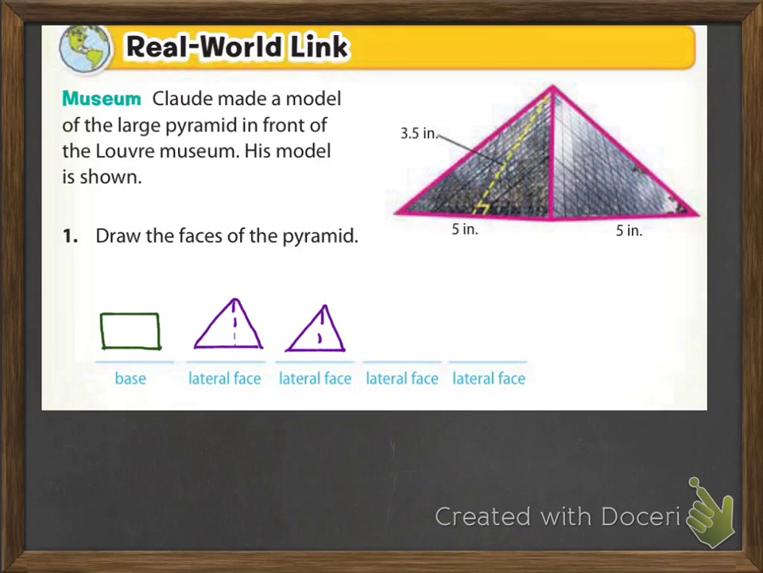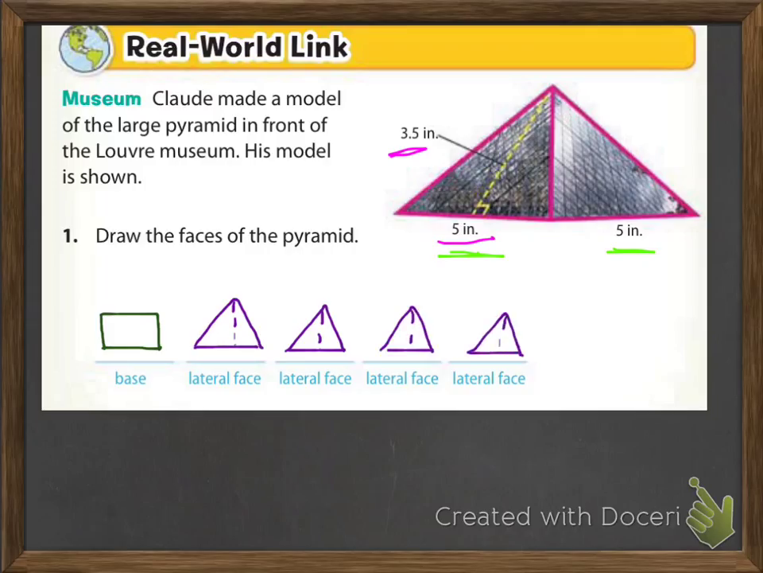So now you're looking at the real world link. It says Claude made a model of the large pyramid in front of the Louvre Museum. His model is shown. Draw the faces of the pyramid. So the base is going to be what looks like a square. And I know this because it's 5 inches by 5 inches. So you can see that right here, 5 inches by 5 inches. And then I'm going to draw the triangles as purple, and you can see that they have a height of 3.5 inches, which is right here, and a base of 5 inches.